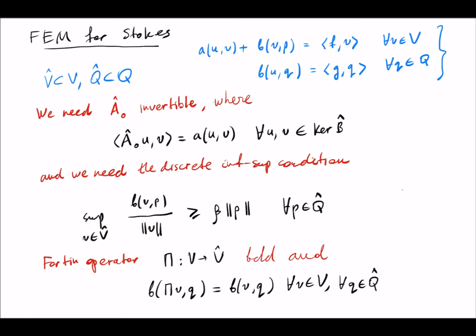And we know we introduced last time one way to show the discrete inf-sup condition, that is through the so-called Fortin operator. Fortin operator is a linear bounded operator that sends V to the discrete space V hat that has this property.